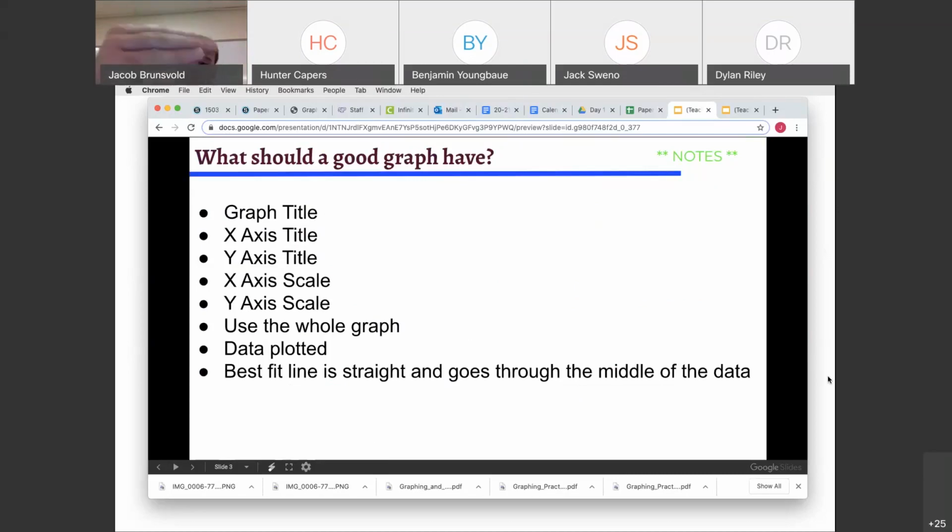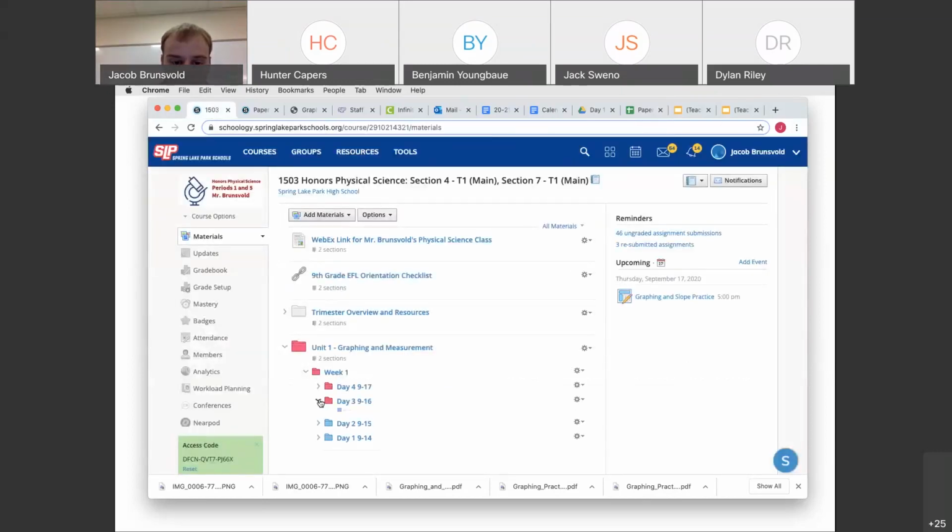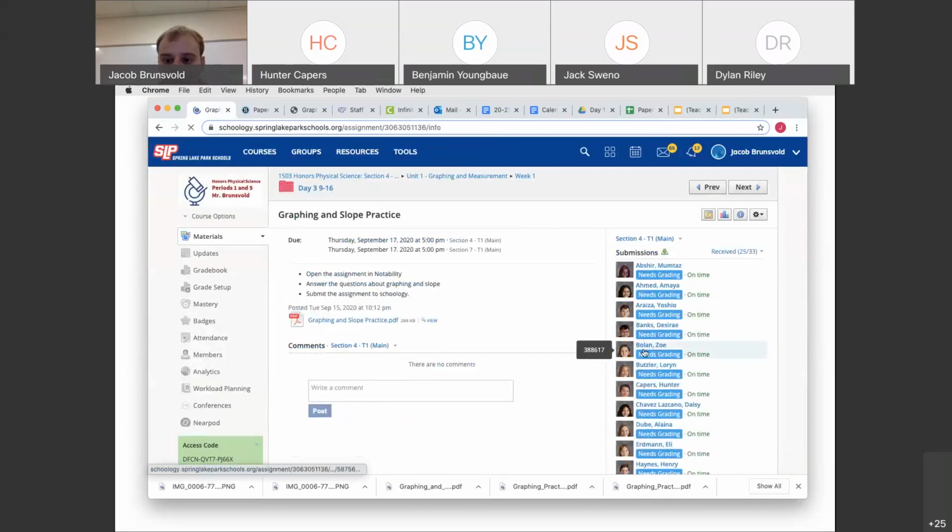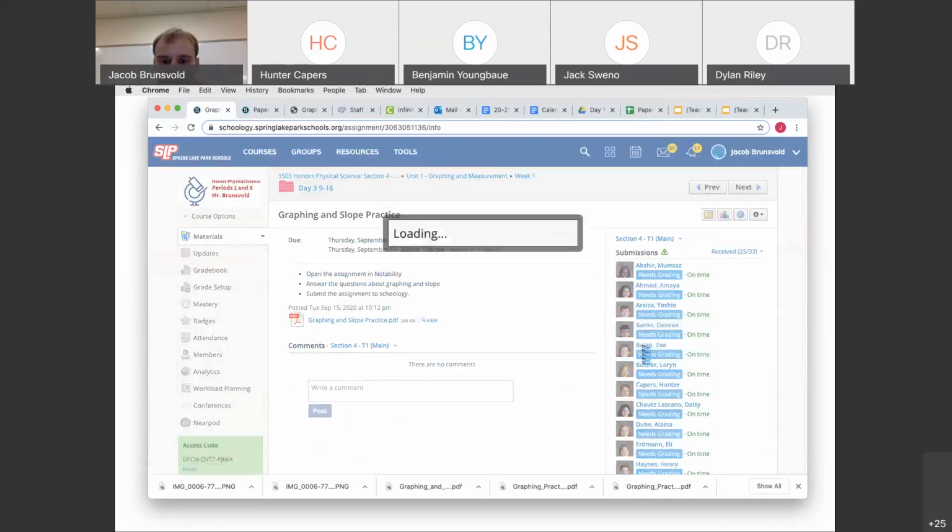So these are all things that you should think about as we're taking a look at this student's work, and we're talking about what they did right and what they can improve upon, what they can do better. So let's take a look. Like I said, I'm just going to pick someone at random. Just go right in the middle. I'm going to go with you, Zoe. Hopefully that's okay.